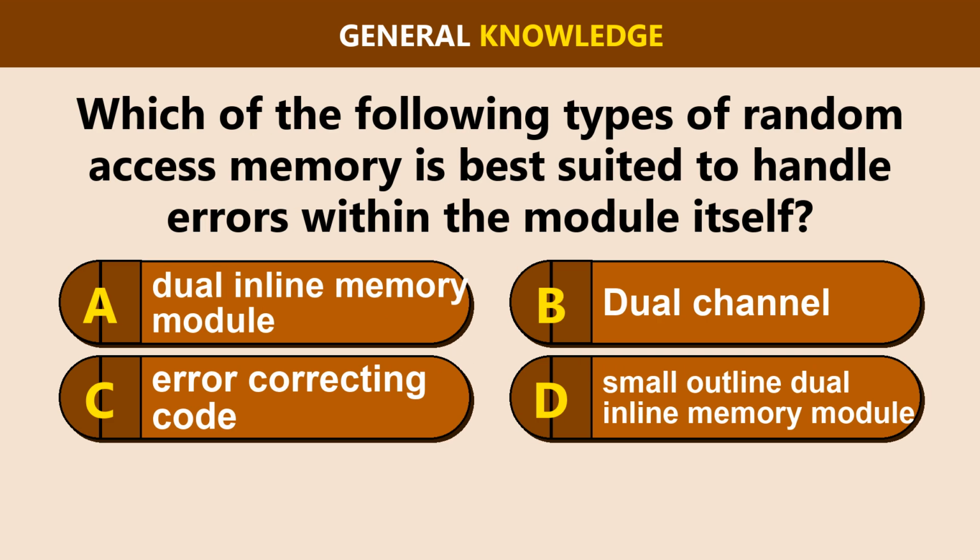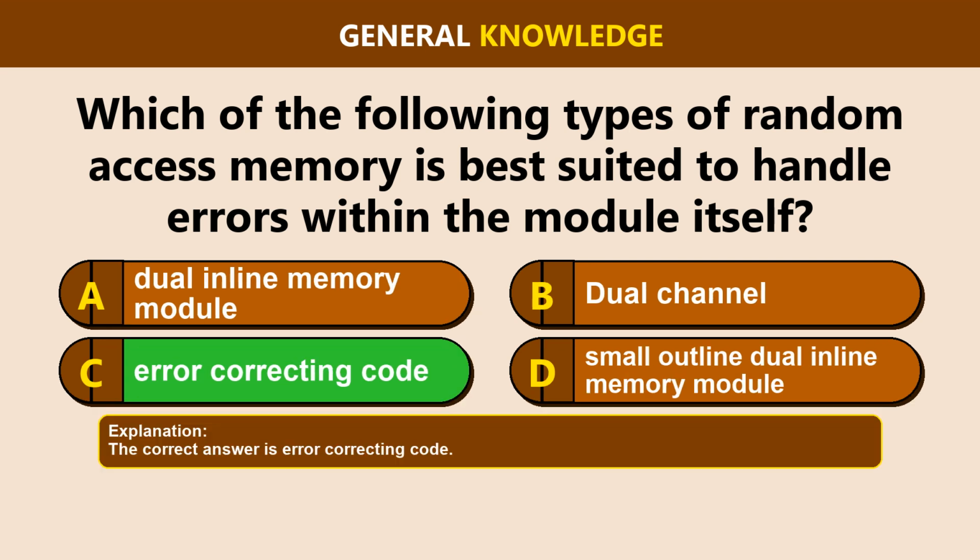Question 47. Which of the following types of random access memory is best suited to handle errors within the module itself? Option A, dual inline memory module. Option B, dual channel. Option C, error correcting code. Option D, small outline dual inline memory module. The correct answer is option C, error correcting code.